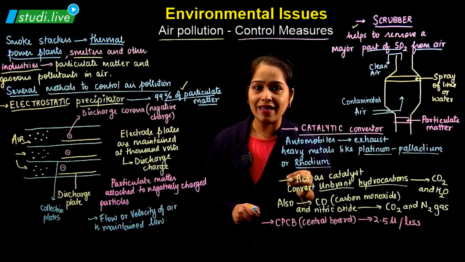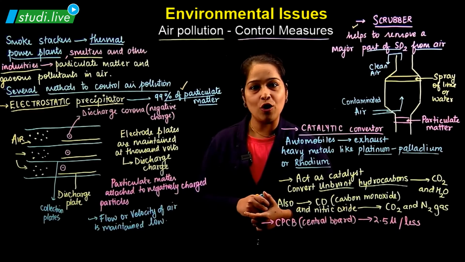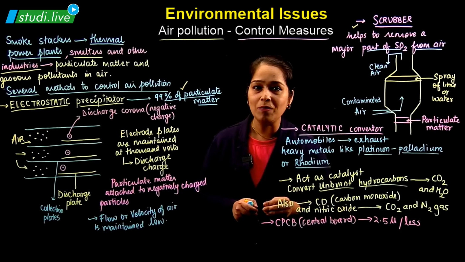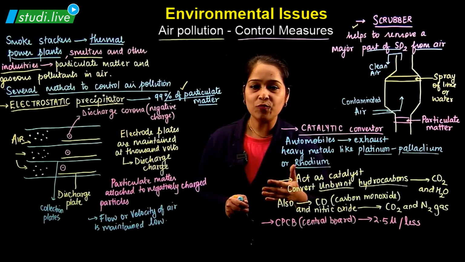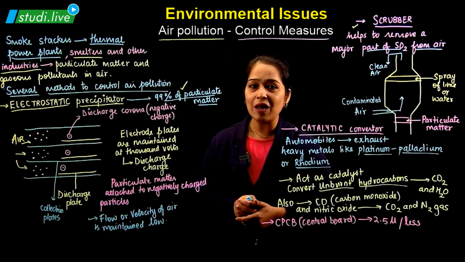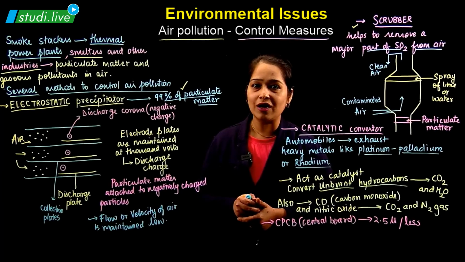It also has to be taken into account that this particulate matter has an adverse effect on human health, because it causes respiratory and breathing problems. It can cause other problems leading to premature death. So these air pollution control measures have to be strictly followed. With this we complete our topic on control measures of air pollution.